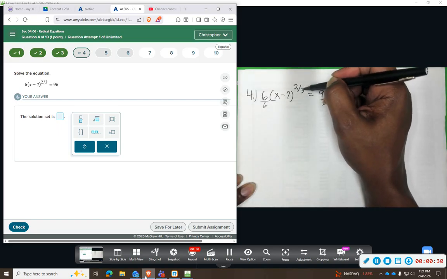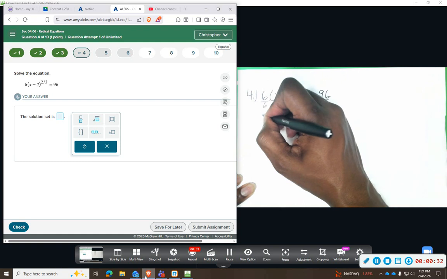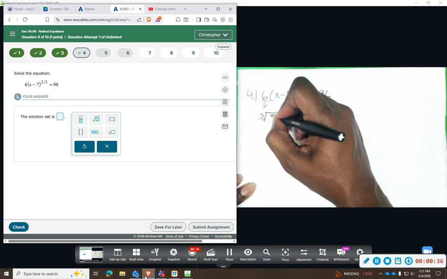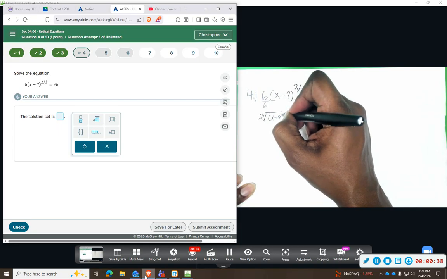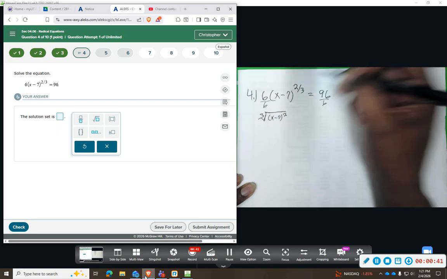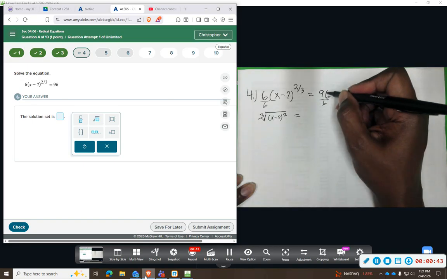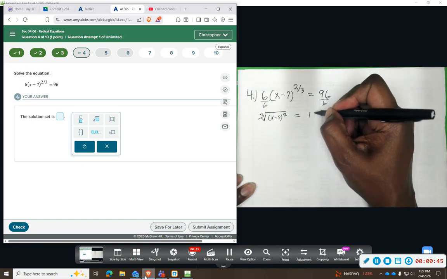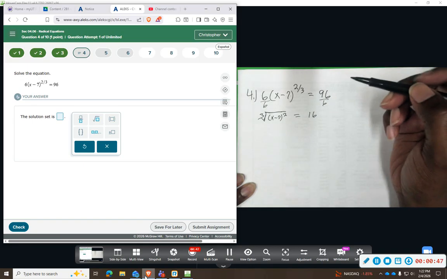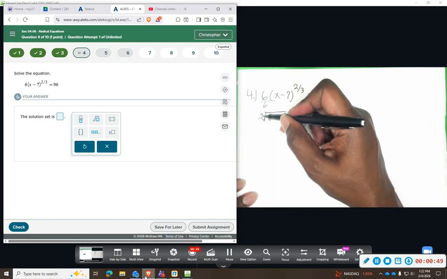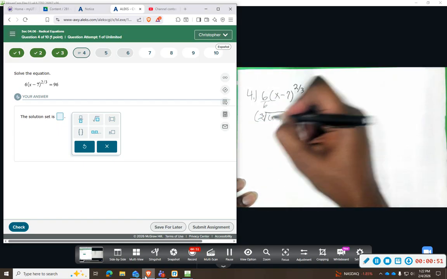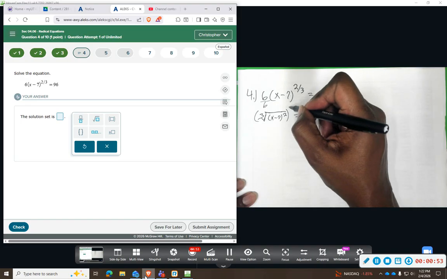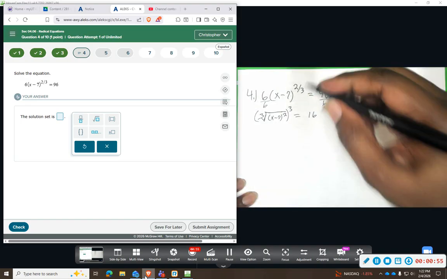So the bottom number, remember, is the power of the radical. So we have a cube root of (x minus 7) squared, and it's going to be equal to 96 divided by 6, 16. Now to get rid of the cube root, we're going to raise this to the 3rd power.